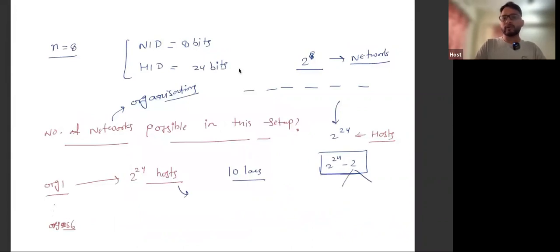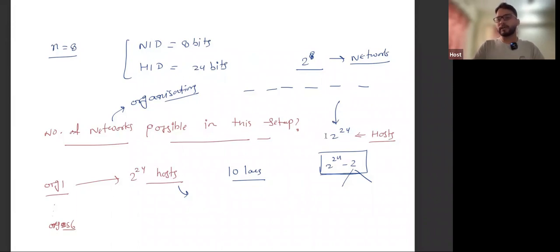So suppose that your network ID is 8 bits and the host ID is 24 bits. Then how many networks are possible? You might have seen the video, so that's why I'm just quickly going through the slides. So how many networks are possible? 2 power 8 networks are possible. And how many hosts are possible? 2 power 24 hosts are possible.